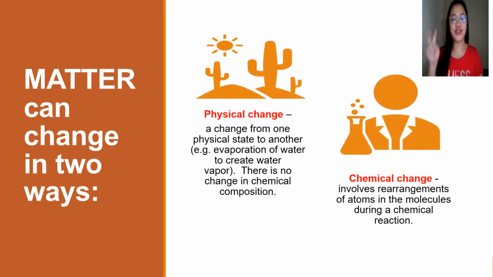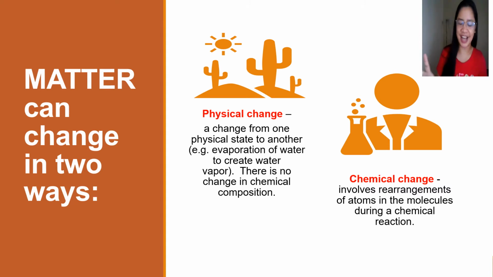Matter can change in two ways. I know again you're very familiar. This is just a sort of review of your science elementary years because again it is included in our competencies. Now, the two ways are the physical change and the chemical change. For the physical change, it is a change from one physical state to another. For example, the example given here is evaporation of water to create water vapor. There is no change in chemical composition.